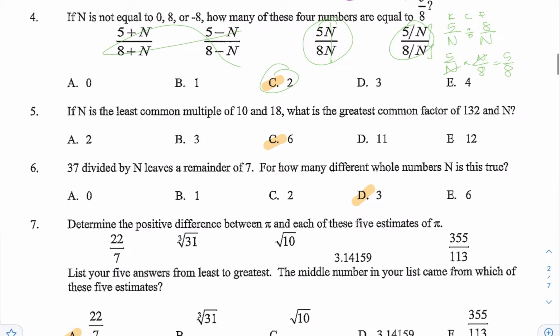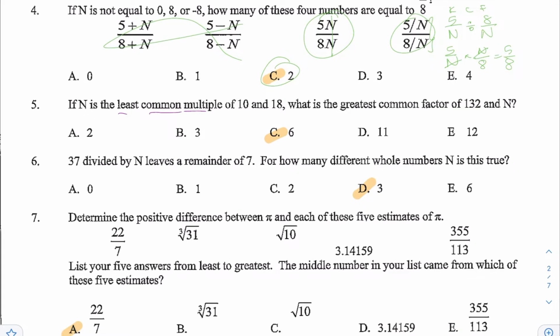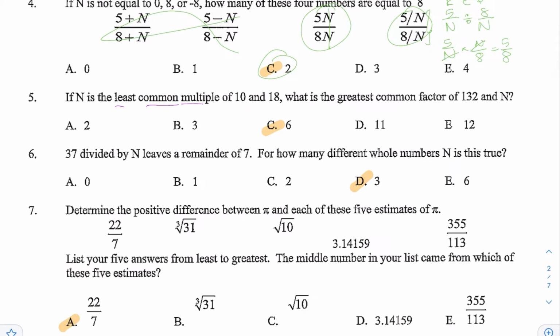Next, for number 5, if n is the least common multiple of 10 and 18, what's the greatest common factor of 132 and n? So here, the keyword is least common multiple. And to find the LCM, you have to take 10 and 18 and see if they have any common factors. So there's a 2 and a 5 for 10. And for 18, you have 6 times 3, and a 6 is a 2 and a 3. So both have a common factor of 2.